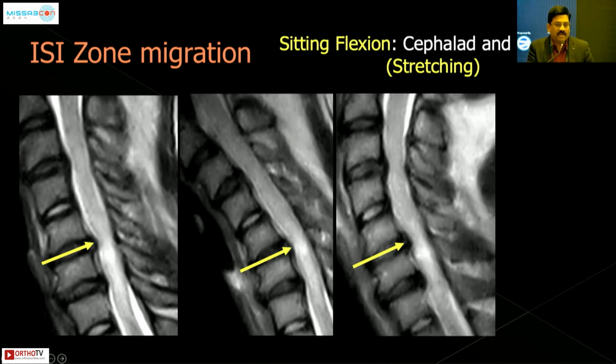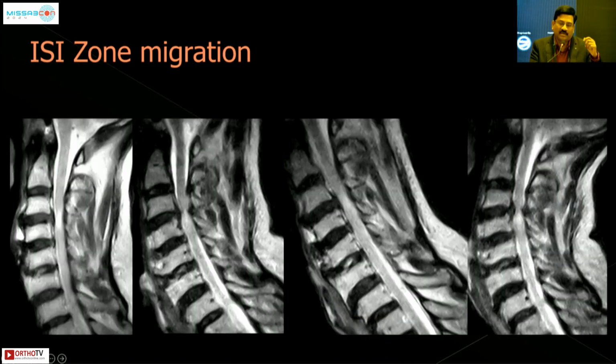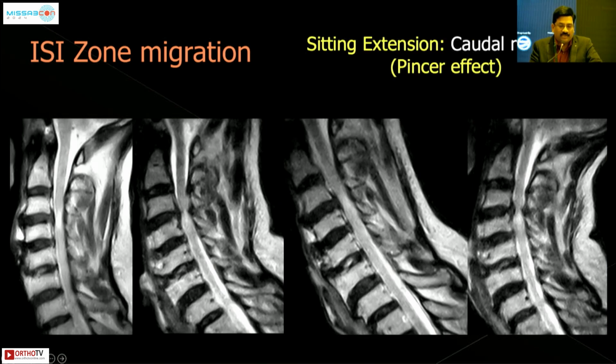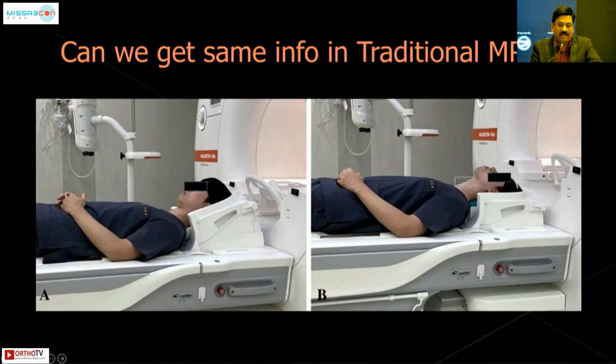So there is a kind of dynamic compression happening at the level of disc prolapse, and sitting in extension, it's causing stretching of the cord against the disc prolapse and causing the myelopathic change. And also in extension, we could see there is a pincer grip effect exactly happening at that level.